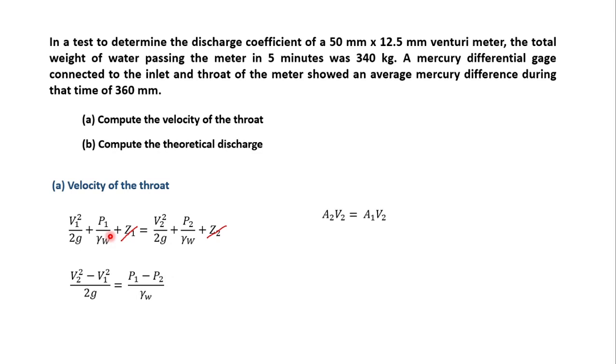Next, we will use the continuity equation. A2 V2 is equal to A1 V1. Our area A2 is pi over 4 times 50 squared, and the area A1 is pi over 4 times 12.5 squared, as it is a 50 mm by 12.5 mm meter. Plugging it in our calculator, we have V2 is equal to 16 V1.